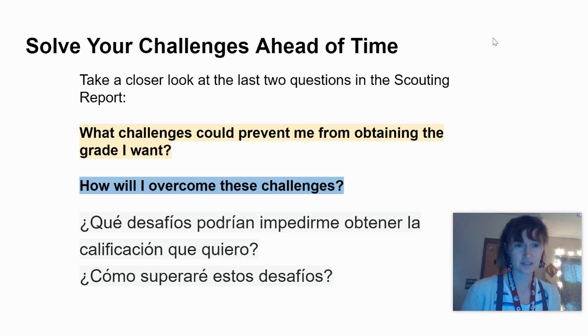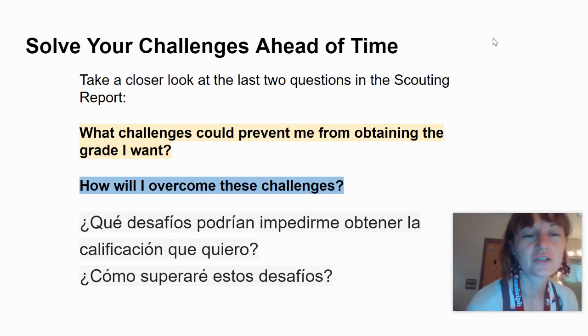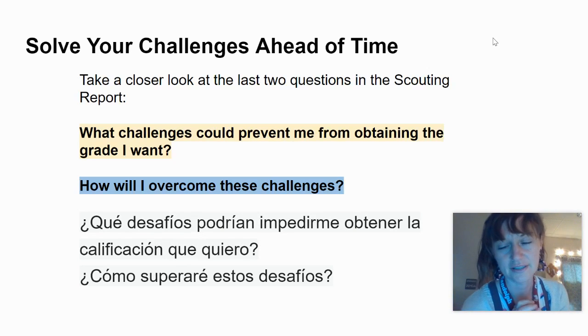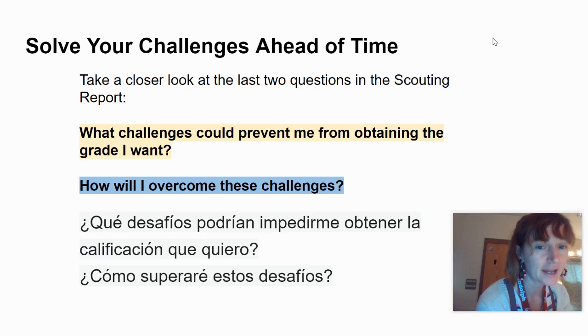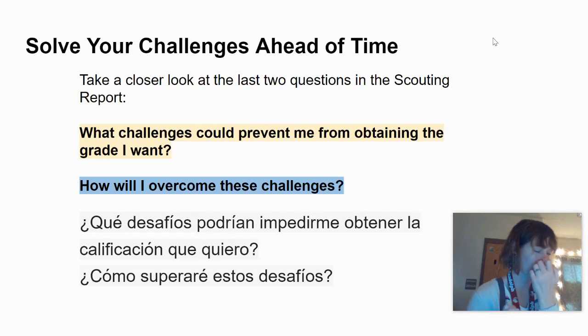So these 2 questions here allow you to predict and solve problems in advance. So take a closer look at these last 2 questions in the scouting report, okay? What challenges could prevent me from obtaining the grade I want? And how will I overcome these challenges? Again, it's important to recognize what the challenges could be before we even know, but sometimes there are patterns in our life, so we can just determine what might come up in this situation. And then how will I overcome these challenges? These are things you want to think about anytime you create a scouting report.